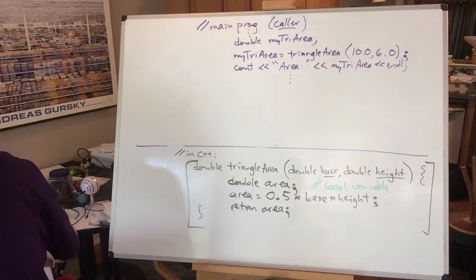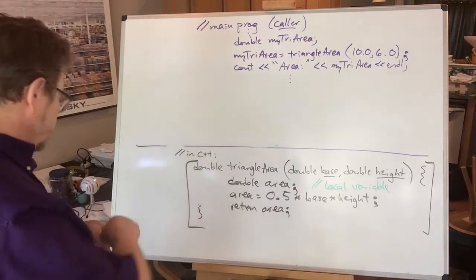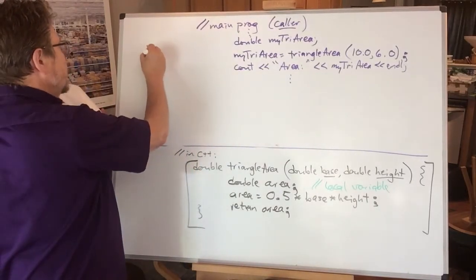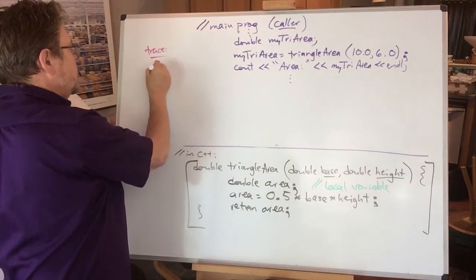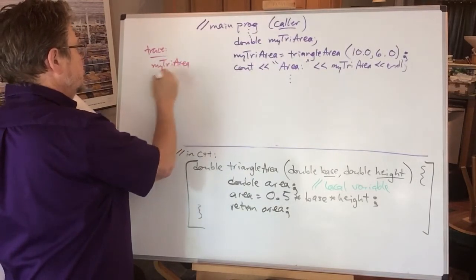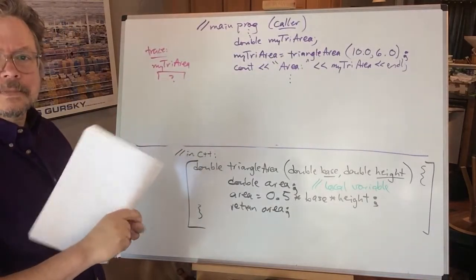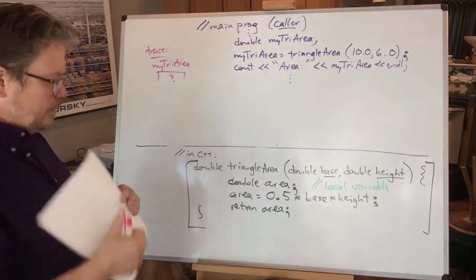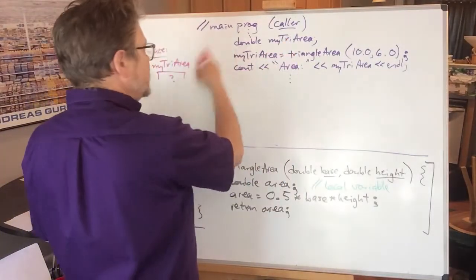Now I want a very noticeable color. Here's a very noticeable color. Here's my trace over here to the side. I only got one variable to keep up with, my triangle area. Initially garbage. What's the next thing that happens? Well, I'm going to number these steps one at a time as they go. I set up the variable as garbage.